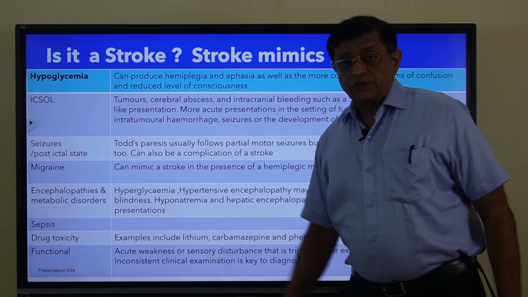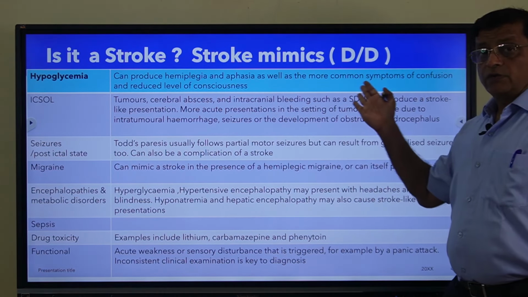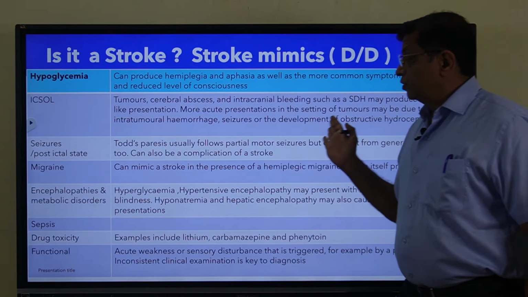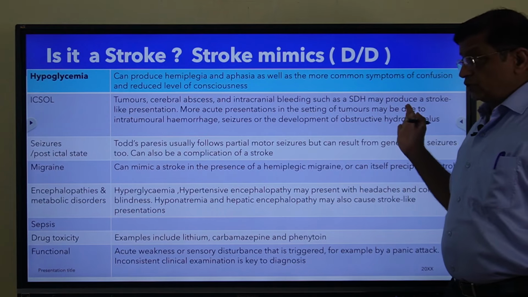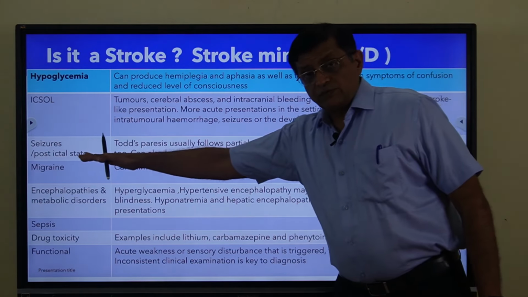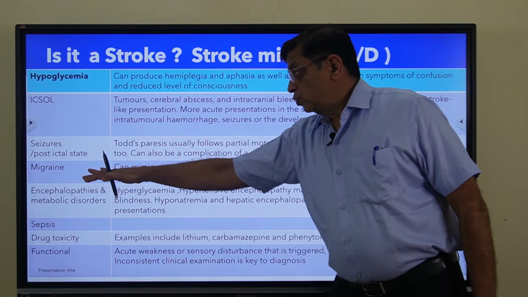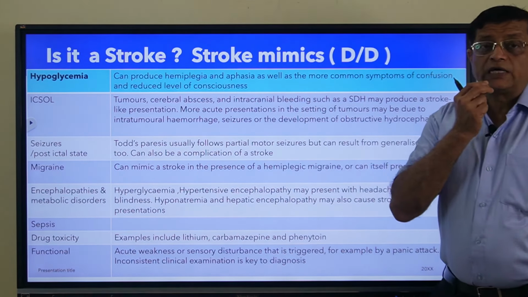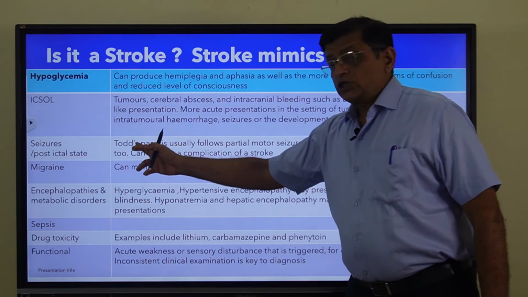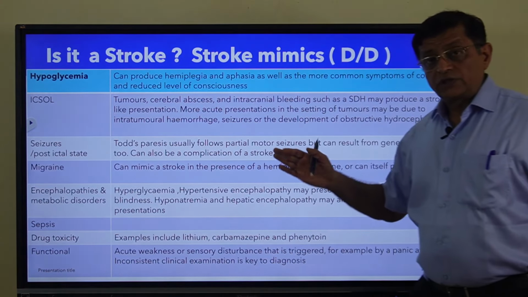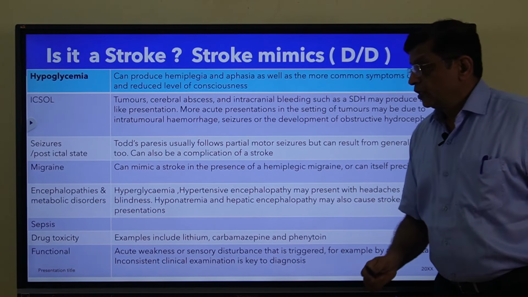Second is intracranial space occupying lesion. It could be a tumor or abscess, or intracranial bleeds. They usually have localizing signs. Some patients will also have seizures. Seizures themselves or the postictal state can present like a stroke. So if the patient, for example, has a tongue bite, probably the patient had a seizure, and Todd's paresis is a focal deficit following a partial motor seizure or a generalized seizure.